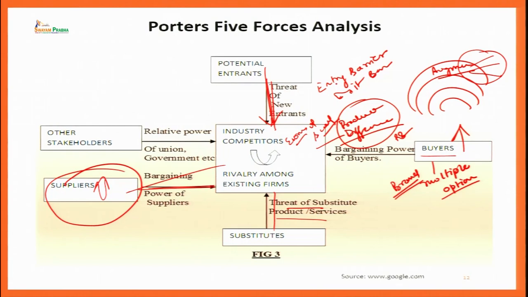new entrant. Others are the relative power of the union or the government. If there is no political stability, if there is a lot of political risk, this is also going to influence your decision. And this is the sixth force which is newly added to the five forces of Porter's model.